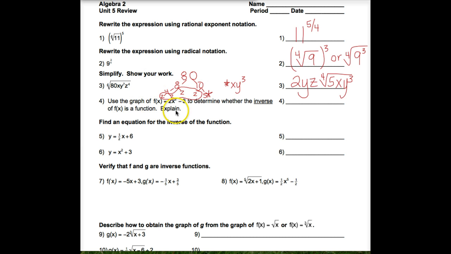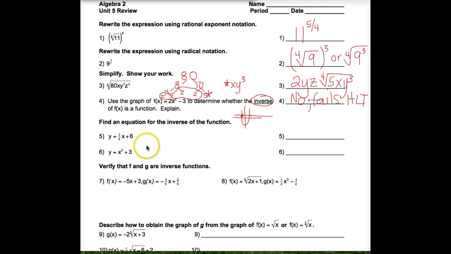All right, use the graph of f of x equals 2x squared minus 3 to determine whether the inverse of f of x is a function. You can use your graphing calculator if you want, but you should know based on parent graphs what this looks like. If these are your axes, it should look something like this. So you're doing the horizontal line test because that is how we determine whether the inverse is a function. And again, that's the key word. If I draw a horizontal line here, it touches twice, so that means no, the inverse is not a function because it fails the horizontal line test.